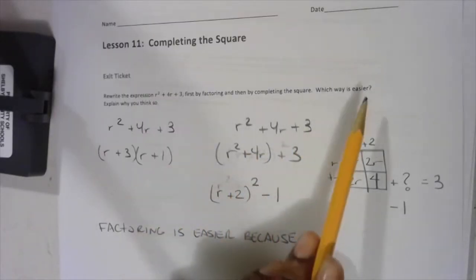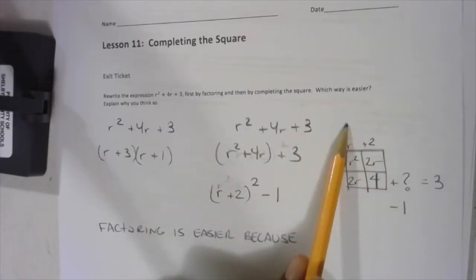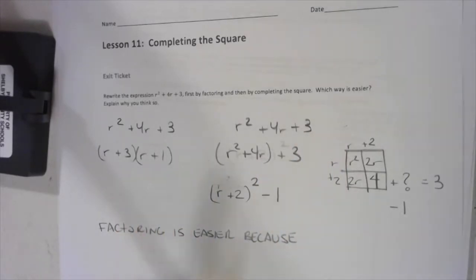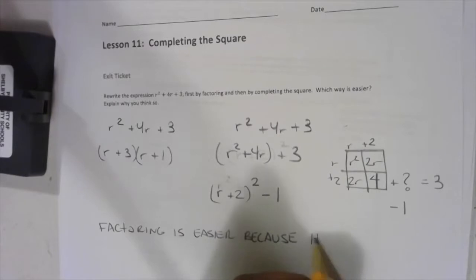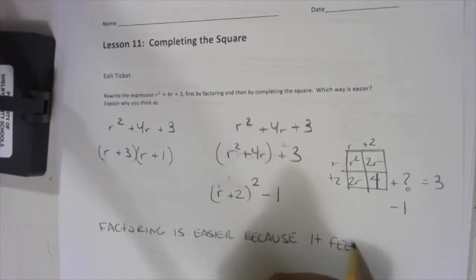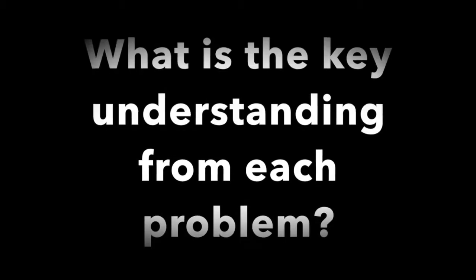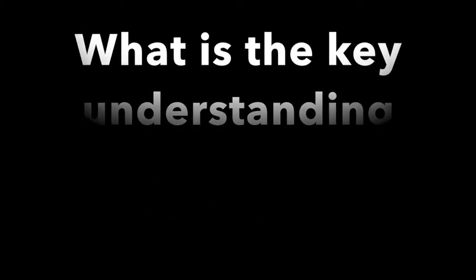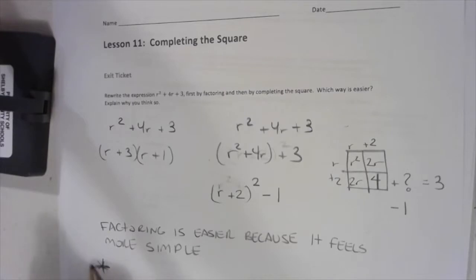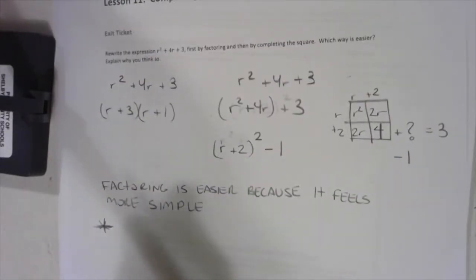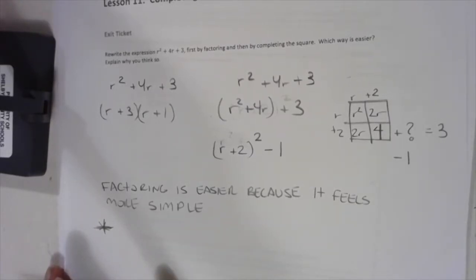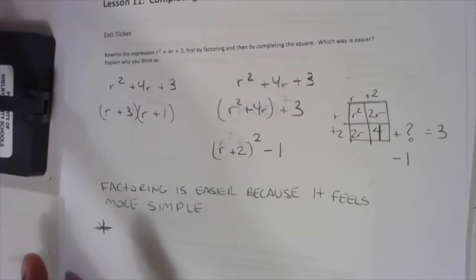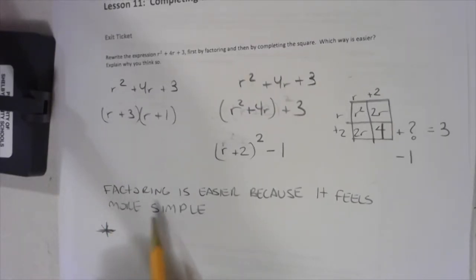I almost forgot to answer this second part about which way is easier and explaining why I think so. So for me, I thought factoring is easy because it feels more simple. We want to think about what's the key understanding from this particular problem. And as I'm looking at it, well, first of all, what do you think? But what the next thing is, oh wait, let me backtrack.